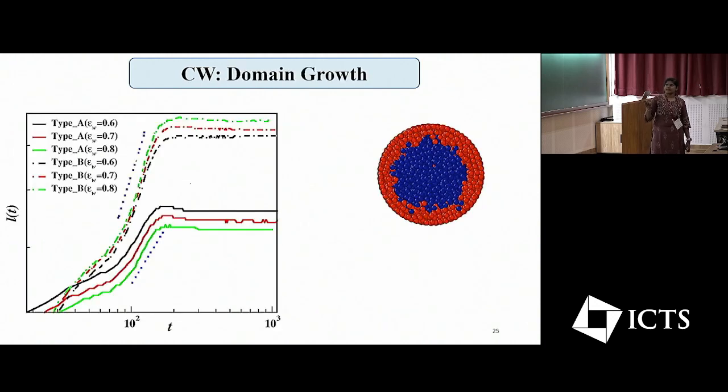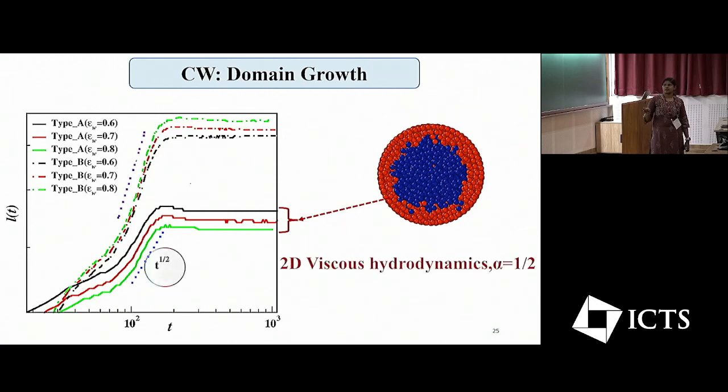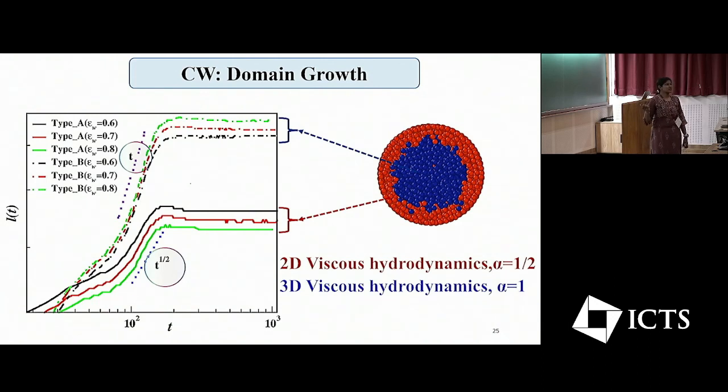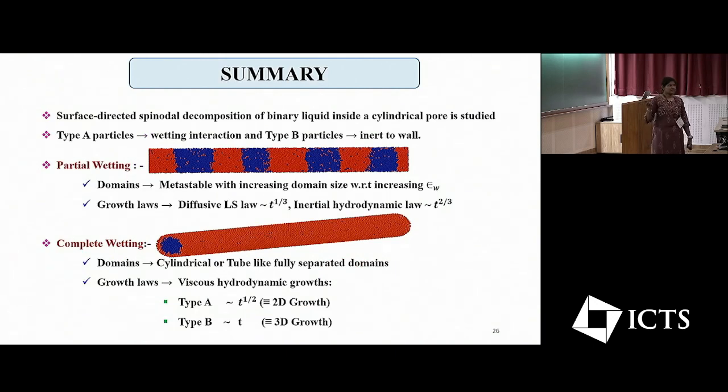Now further analyzing the domain growth, for the type A particle, we get a growth rate of t to the power 1 by 2, corresponding to two-dimensional viscous hydrodynamic growth, and for the type B particle, it is having a growth rate of linear domain growth, that is, three-dimensional viscous hydrodynamics. All these growth rates also completely reinforce the structure factor Porod law behavior, which you have already seen. So this is the summary of the work that I've just discussed.